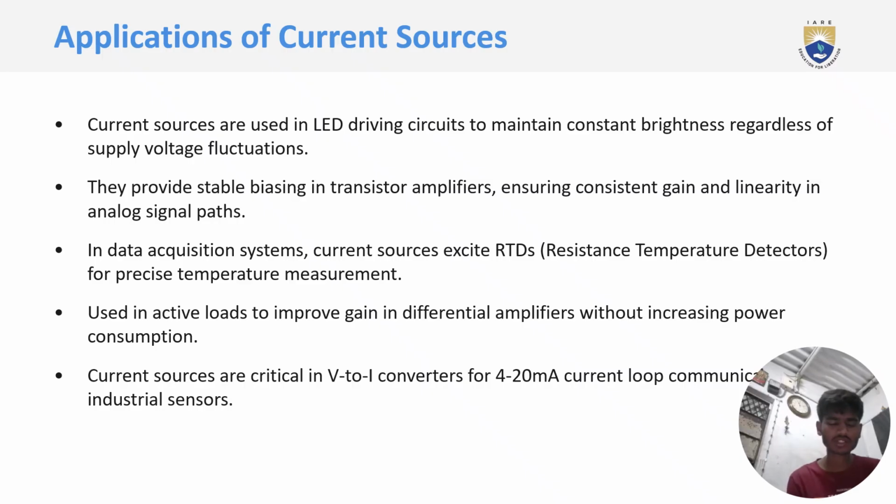Applications of current sources. Current sources are used in LED driving circuits to maintain constant brightness regardless of supply voltage fluctuations. They provide stable biasing in transistor amplifiers, ensuring consistent gain and linearity in analog signal paths. In data acquisition systems, current sources excite RTDs, resistance temperature detectors, for precise temperature measurement, and are used as active loads to improve differential amplifiers.